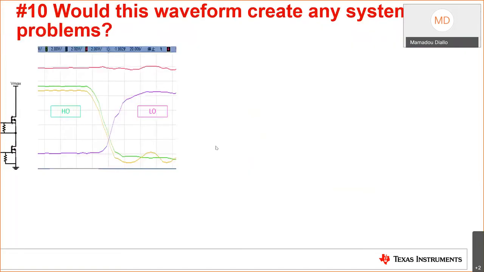And here's our 10th issue where I'm showing a waveform in a bridge topology. HO, as you know by now, is the high side gate, and LO is the low side gate. Do you see any issues with this waveform? Could this create any issues in a specific system? I'll go ahead and open up another poll here and see what your responses are.